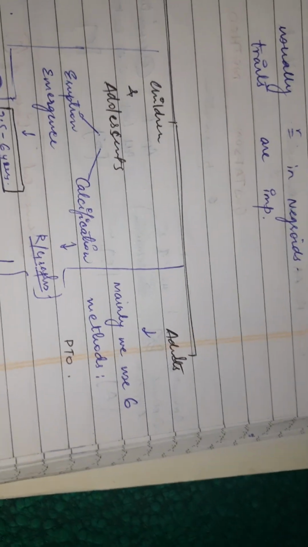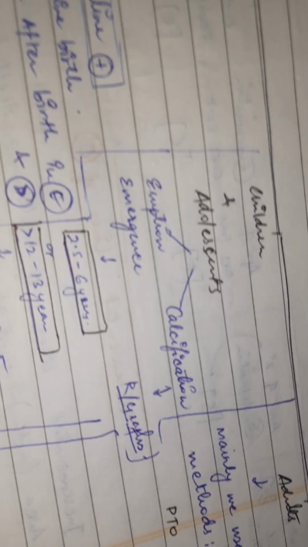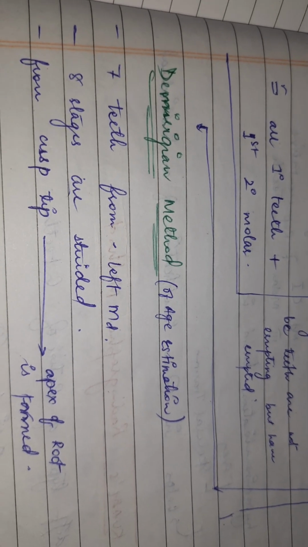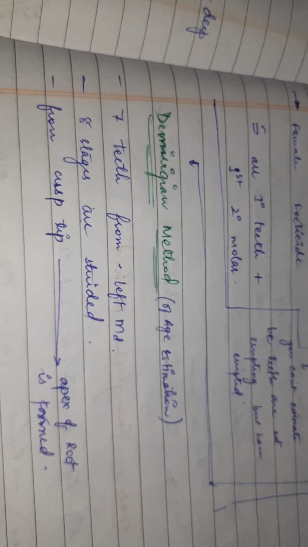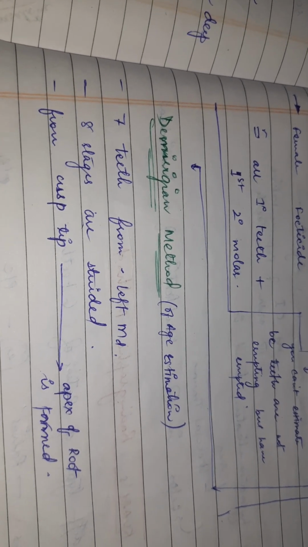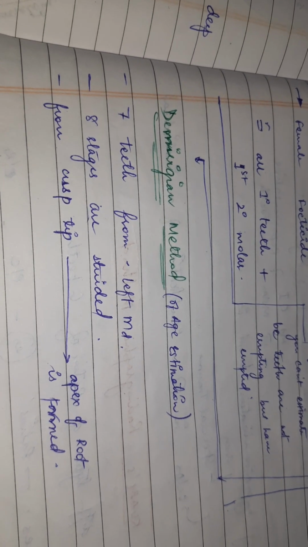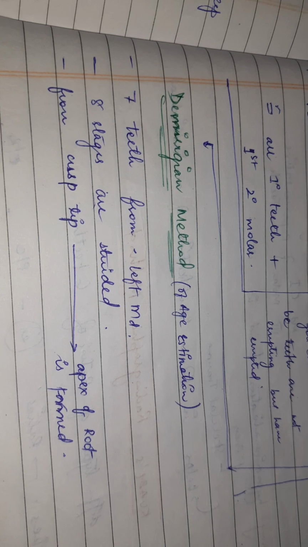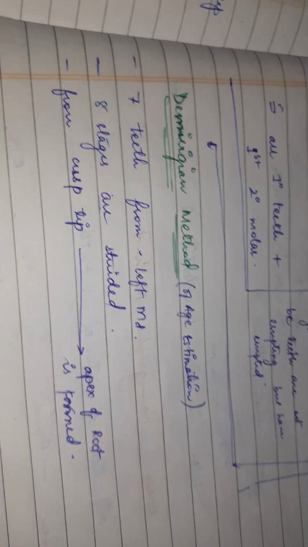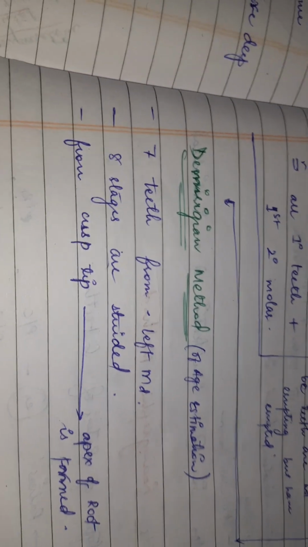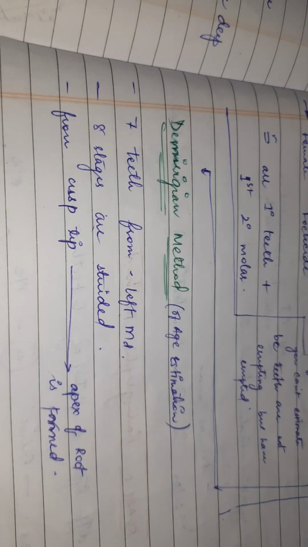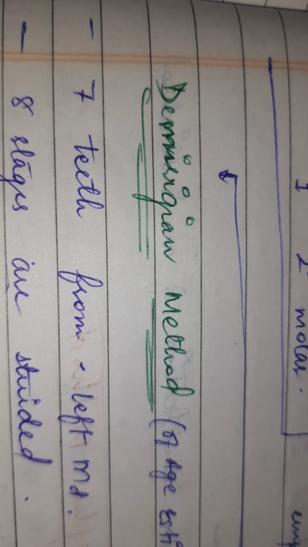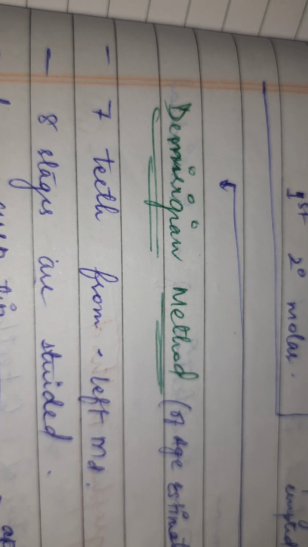In radiographs, at these ages we use Demirjian's method of age estimation, in which we count 7 teeth from the left mandible and 8 stages are studied, from cusp to apex of the root formed. So we have to go into detail, watch the anatomy, and study each tooth in detail. This method is known as Demirjian's method of age estimation.